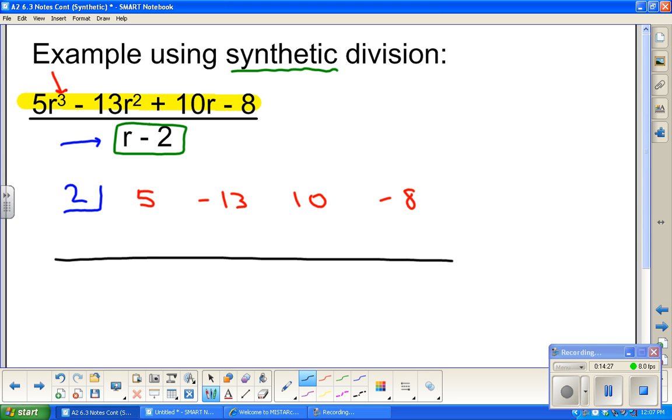Yep, it's a positive 10 sitting there. No, nope, these are like 4 separate things.